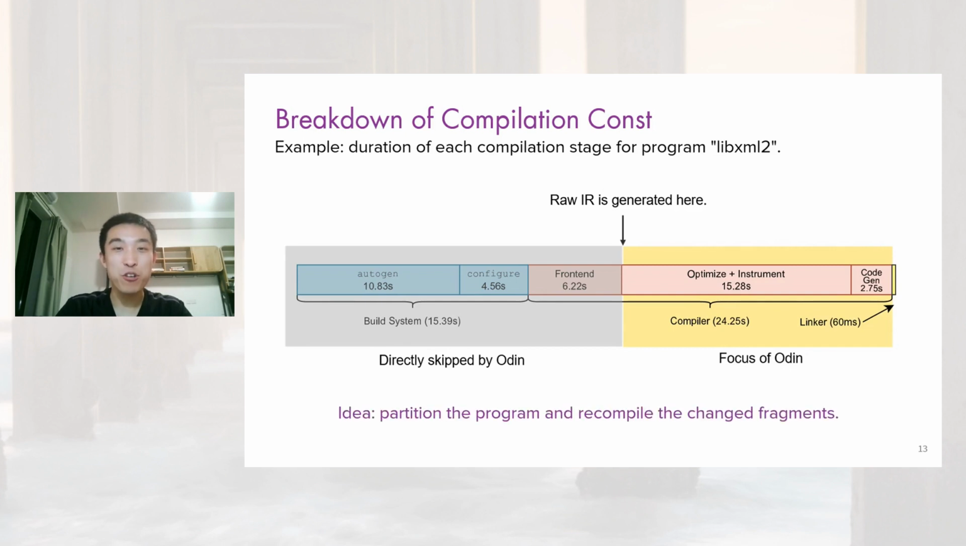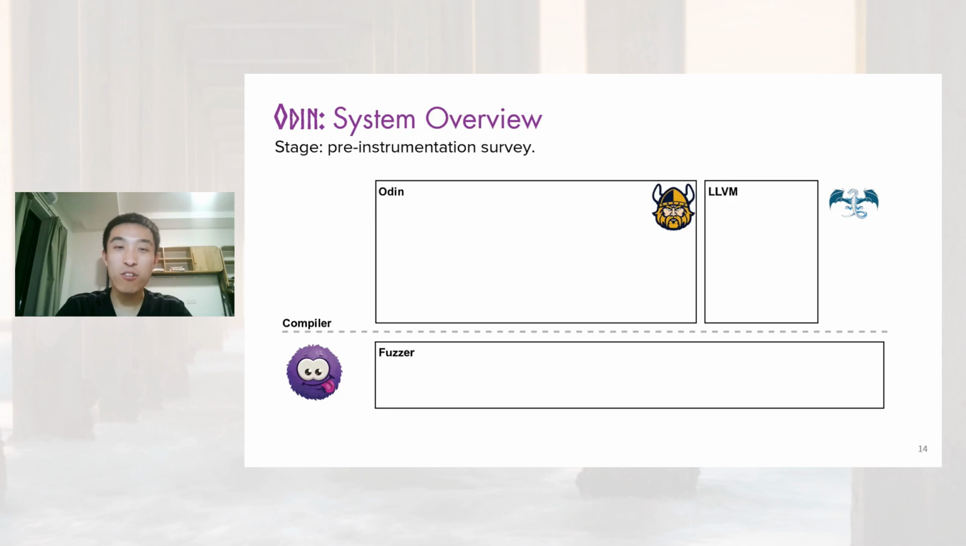An obvious approach would be to reduce the recompilation scope by only recompiling the changed probes. The overall procedure of Odin can be clearly illustrated from the aspect of the fuzzer.